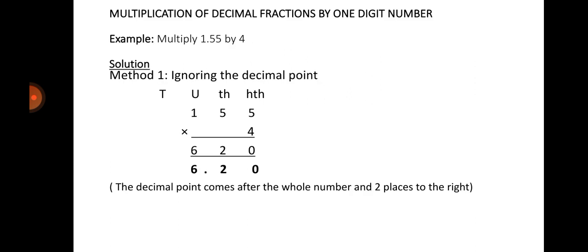Now, multiplication of decimal fractions by a one-digit number. We've done this several times. We multiply 1.55 by 4. This 4 is the one-digit number, while 1.55 is the decimal fraction. Like we said earlier, the 1 that we are seeing is the whole number, while the 55 is the remainder or the fraction, separated by the decimal point. So the 55 there is not up to 1, it's less than 1. That is why it's called a fraction.